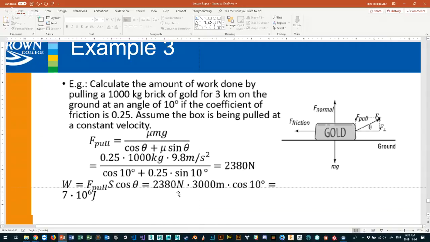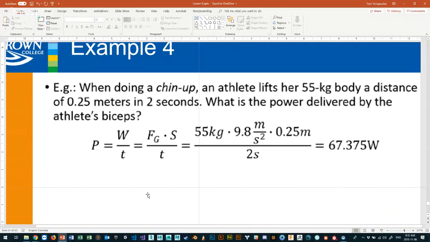So anyway, if you notice, it's just a straight equation. So work and force are totally different things. We need to calculate force in order for us to calculate work.